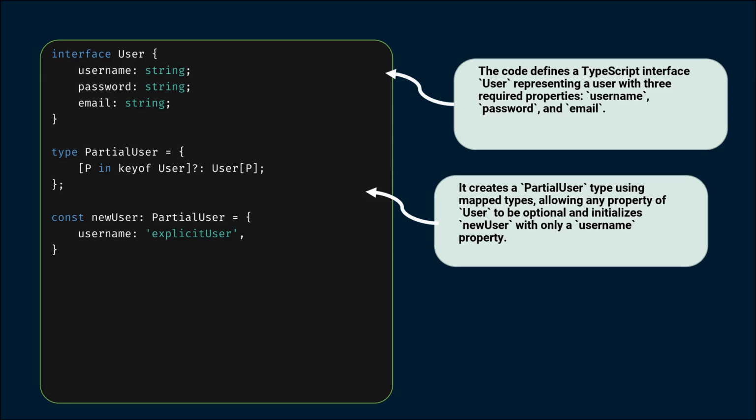In this instance, we provide only the username property, while the other properties, password and email, can either be omitted or included later without causing type errors. This flexibility is particularly useful for situations where you might want to create or update user profiles incrementally, allowing you to handle data with varying levels of completeness. Map types greatly enhance the expressiveness of TypeScript, enabling developers to create flexible yet type-safe structures.